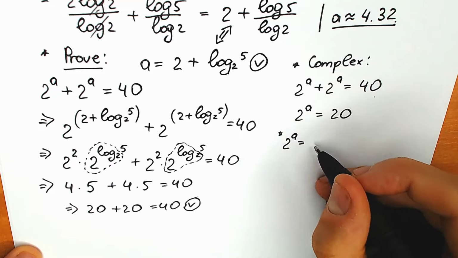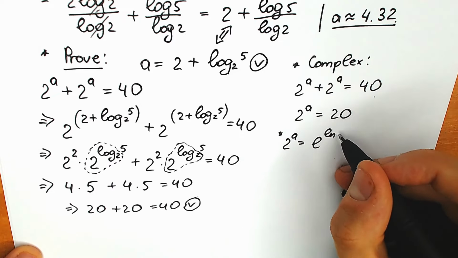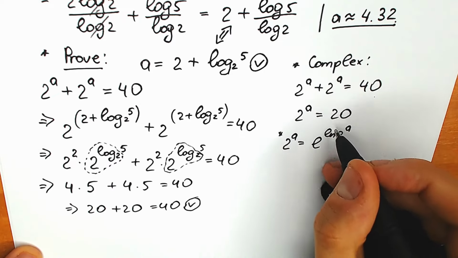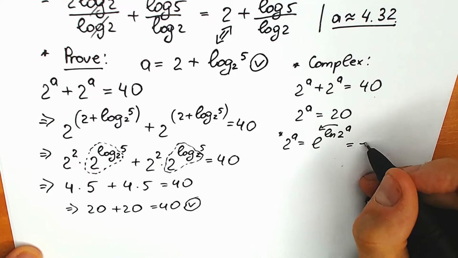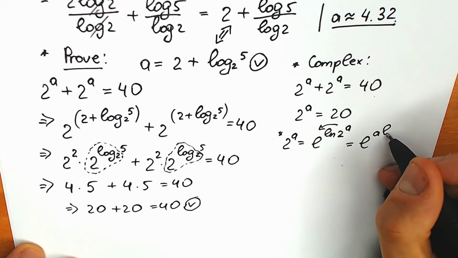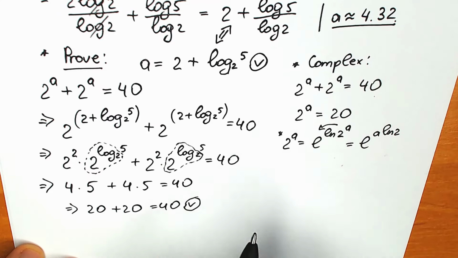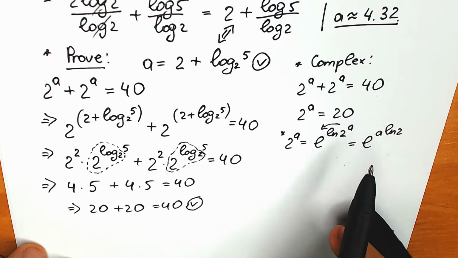We can express this as e to the power natural log of 2 to the power a, or this a can be written right here. So we have e to the power a natural log 2. This is how we can express 2 to the power a. So I hope you understand it.